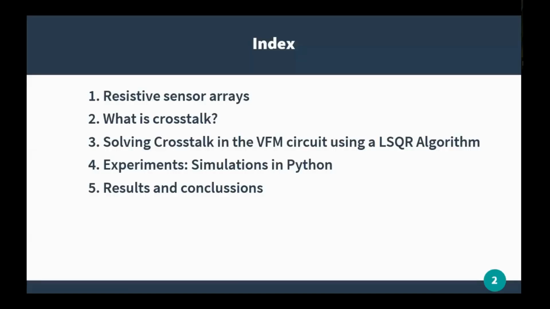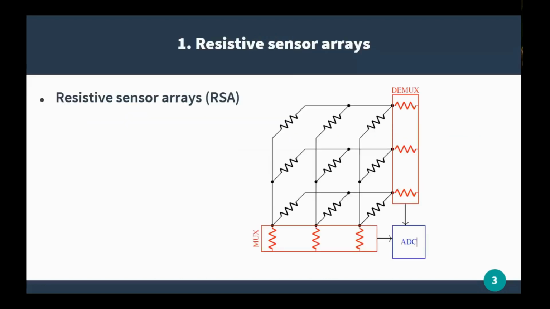So this is the index we're going to follow today. First, we will begin with a brief introduction on resistive sensor arrays. Then we will explain the problem of crosstalk. Then we will be solving the problem of crosstalk using an optimization algorithm in the voltage feedback circuit. Then I will explain some experiments we've carried out by means of simulations in Python. And finally, we will present the results and we'll be drawing some conclusions. So let's get to it.